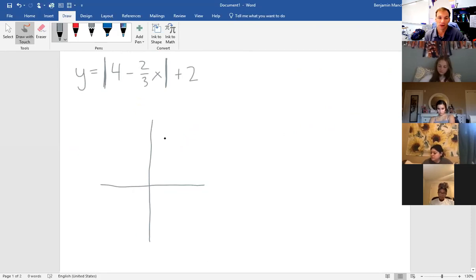We can still solve this for 0 to see where it crosses the x-axis, if at all. 4 minus 2/3 x equals, no, plus 2.